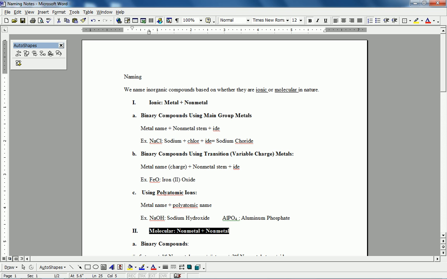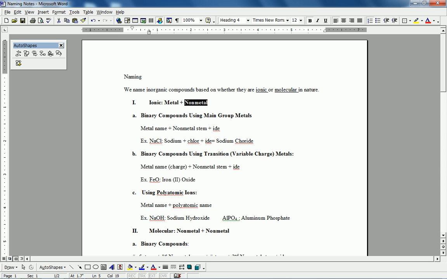So first and foremost, let's go through ionic naming rules. Again, if you see a metal present, you have an ionic compound. And then these three variations of ionic compounds are the most commonly seen. So let's take a look and see what the rules are. The general pattern for naming an ionic compound is name, stem, ide. In an ionic compound, the first element written in the formula is always the metal, the second is the nonmetal. So the first is the cation, the positive charge, and the second is the anion, or negative charge.